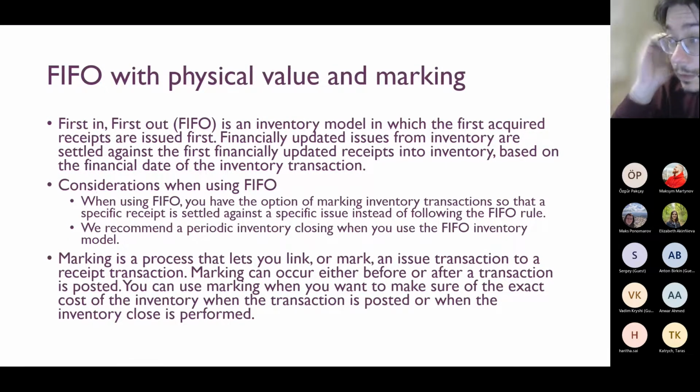So FIFO, first in, first out, is an inventory model where we ship what we have received first, and we have to ship it first. But the implications that we have for costing is actually that any issues from the inventory are settled, which means they're matched against the first financially updated receipts into inventory, based on the financial date of the inventory transaction.